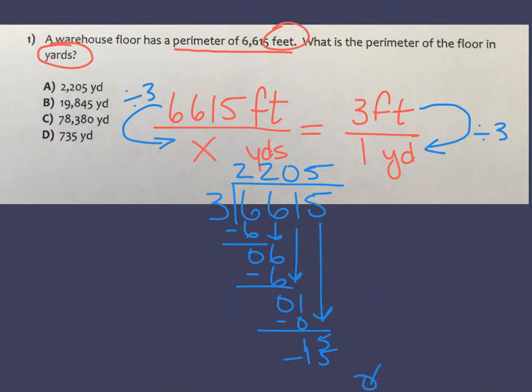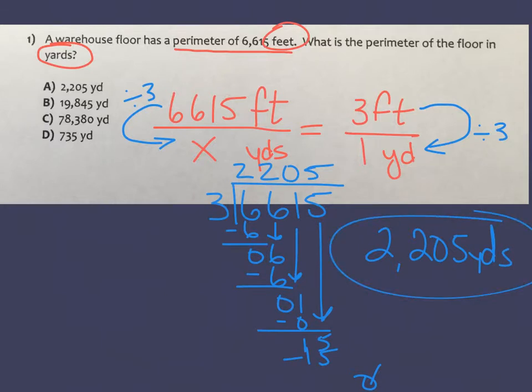So I have 2,205 yards. 2,205 yards is my quotient. And is that one of my answer choices? It sure is. Answer choice A.